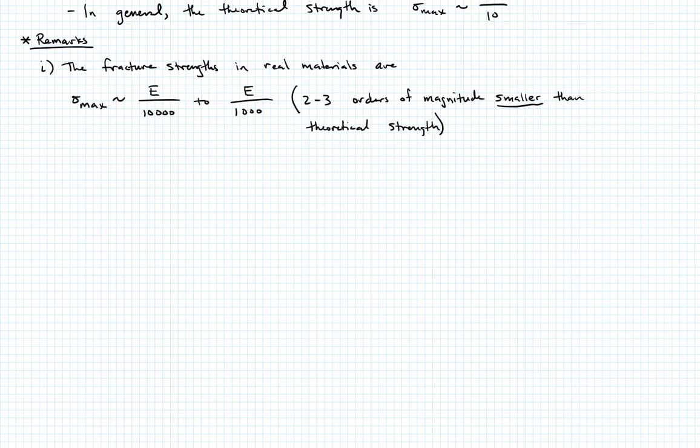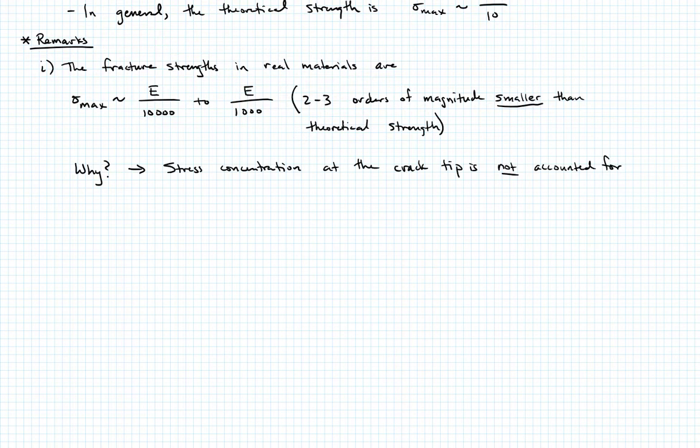And so the question really is why? Why is this the case? And the main answer, not the only answer, but the main answer is that the stress concentration at the crack tip is not accounted for. Right? So as that crack propagates, it doesn't just instantly go from no surfaces to 2 surfaces. That crack has a tip, a sharp tip that propagates across as that crack moves forward, and that tip actually creates a stress concentrator. So that's why we don't see fracture strengths that are the same order as the theoretical strengths.